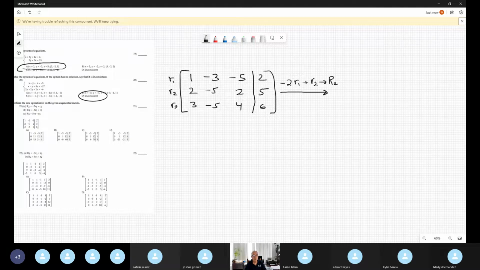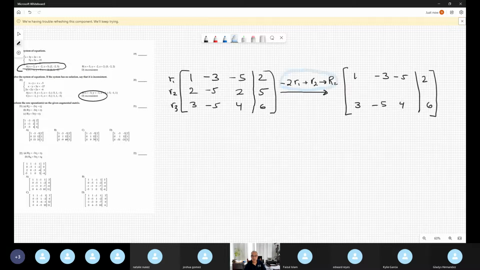Now the only row that gets changed is row 2. Therefore, I copy, super easy, row 1 and row 3 exactly the same, because participating in the operation doesn't change them. Now let's do it. You need to understand this idea very, very well.